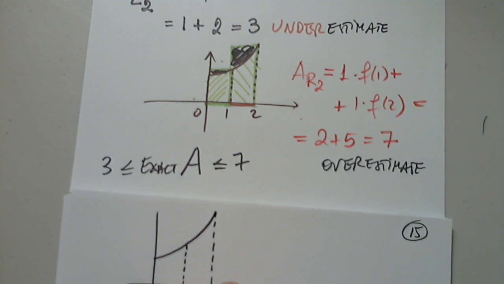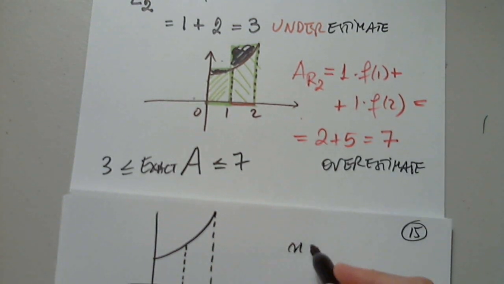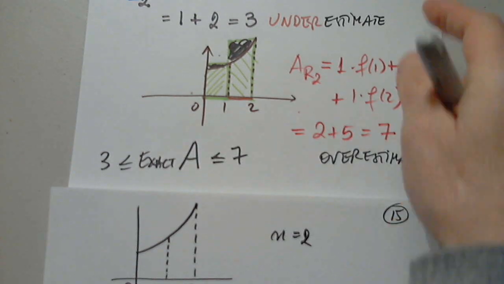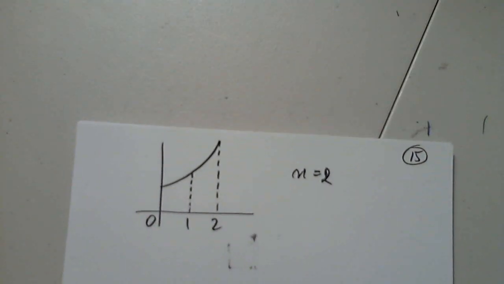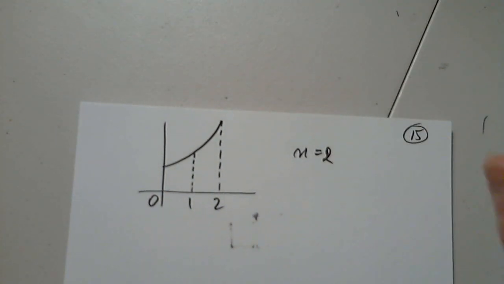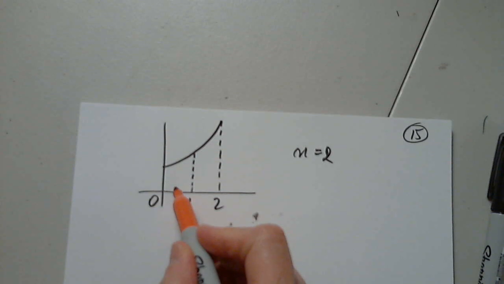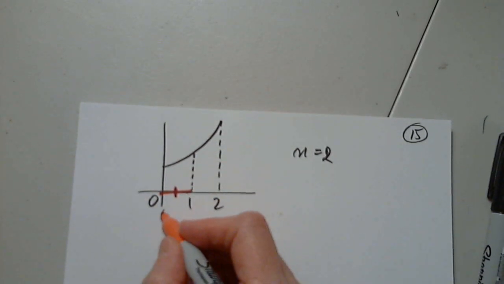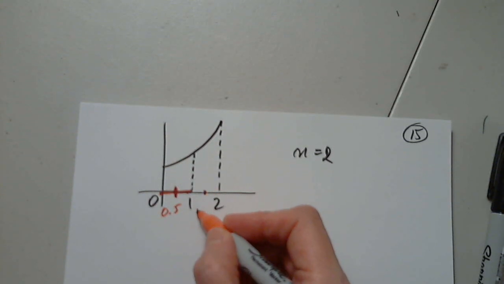Still n equals 2. So the delta x is still 1. Now careful here. Let's illustrate how we determine an approximation using the midpoint. Midpoint, base, midpoint here is 0.5, and midpoint here, of course, is 1.5.